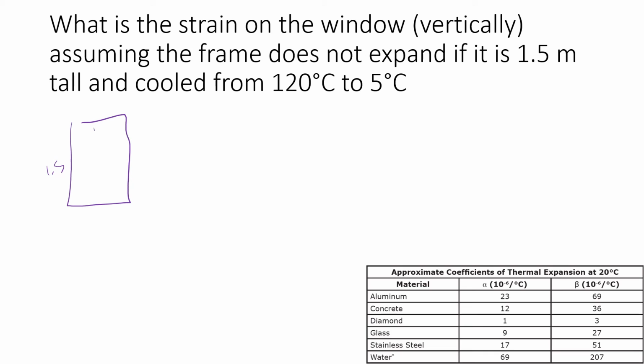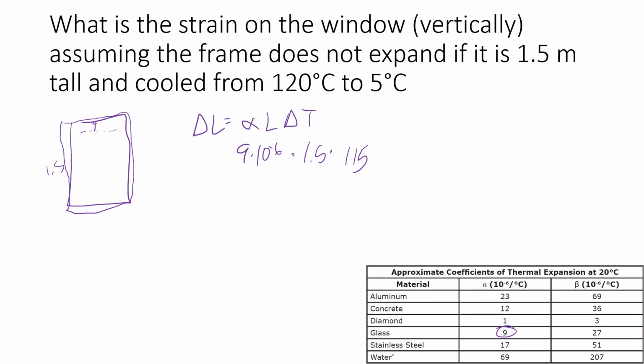So it's being pulled upward by the frame here. Since it's attached to the frame, it wants to be down here. It's pulled up. So our delta L is going to equal our alpha L delta T. For glass, we have 9. 9 times 10 to the minus 6 times 1.5 times delta T is 115 here. Okay, so our delta L is going to equal 0.00155 meters.